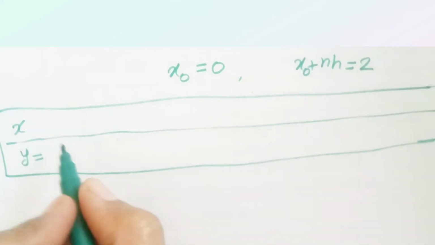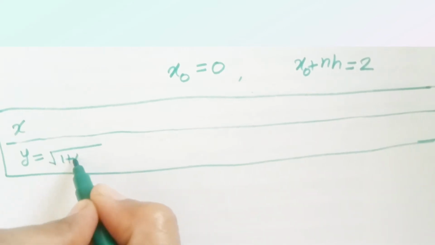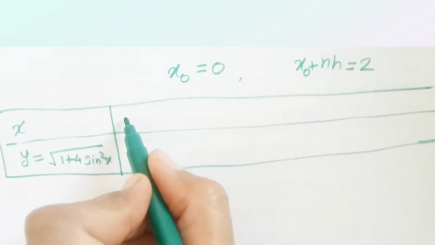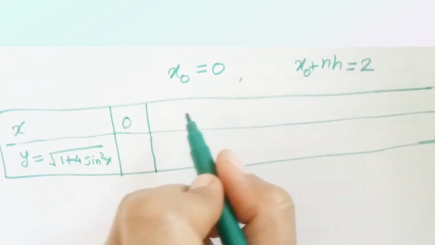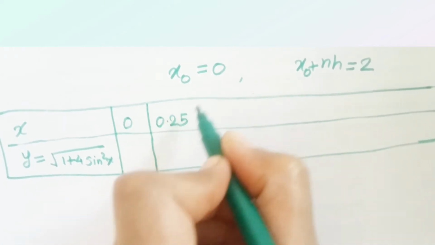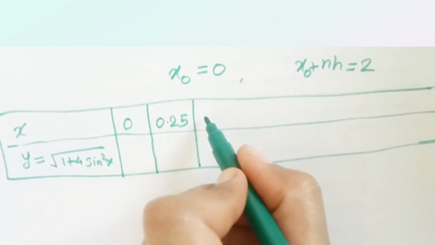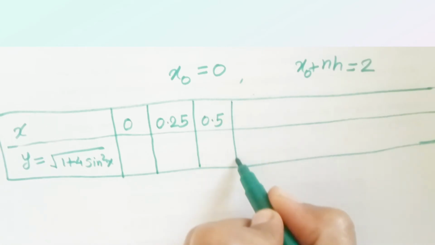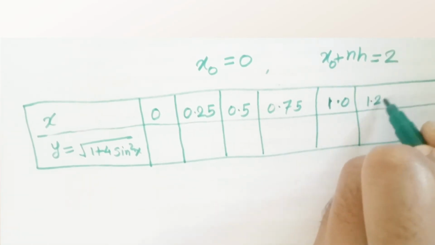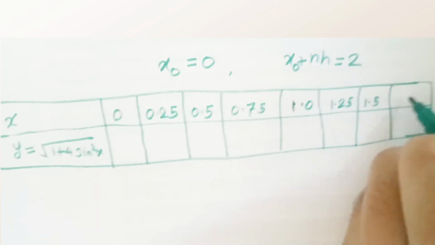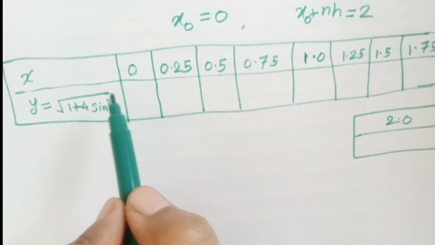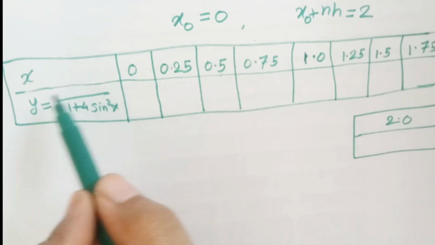Y is our function, that is y equals the square root of 1 plus 4 sine square x. Here the starting value of x is 0 and take the increment by 0.25. Now add 0.25, then we get 0 plus 0.25 is 0.25. Again add 0.25, so we get 0.5, then 0.75. Put these values of x in our function, then we get the corresponding values of y.